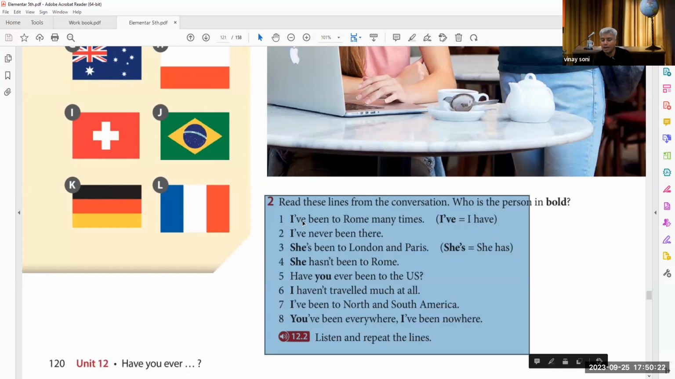Number seven, I've been to North and South America. Who is this I? I have been to North and South America. Who's this I? You don't remember? Yeah, it's Rudd. Rudd said that. Rudd has been to North and South America. Number eight, you've been everywhere. I've been nowhere. Who is this you? You is Rudd. Rudd has been everywhere. And who is I? Lexi has been nowhere.